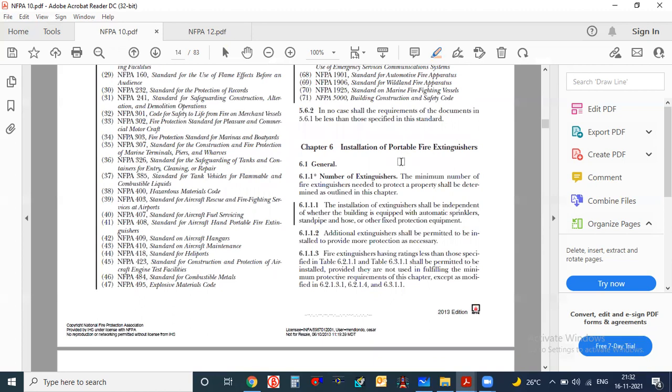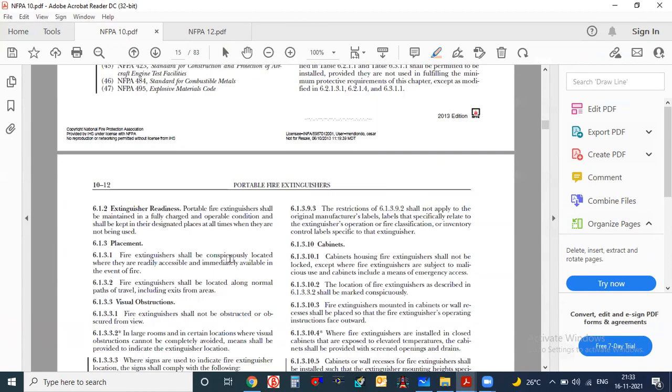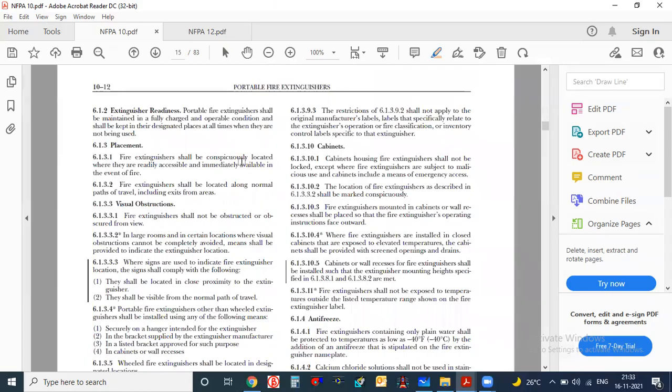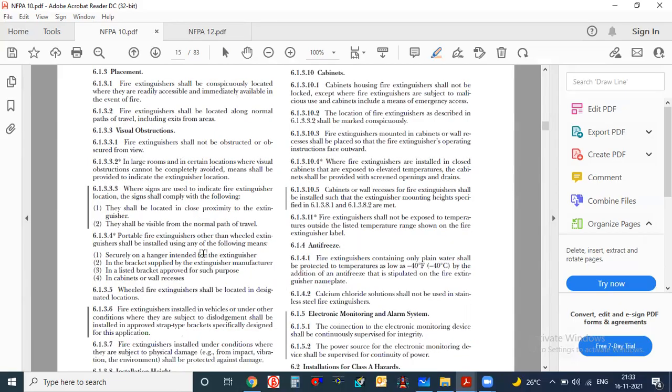Normally, nothing is required to install a fire extinguisher. You just take the fire extinguisher and put it in one place. But here they have given certain limitations, I think. The minimum number of extinguishers needed to protect shall be determined as outlined in this chapter. The installation of extinguishers shall be independent of whether the building is equipped with automatic or other additional extinguishing systems. Placement: fire extinguishers shall be located where they are readily accessible and immediately available in the event of fire. They shall be located along normal paths of travel, including exits from the area. Some points are given here.